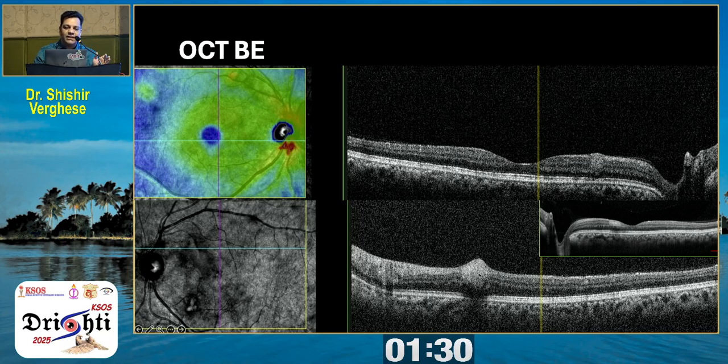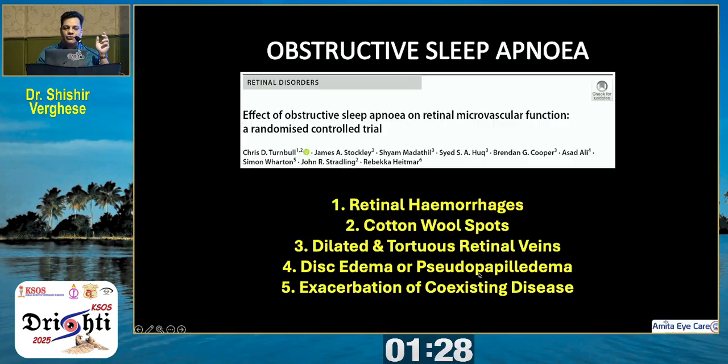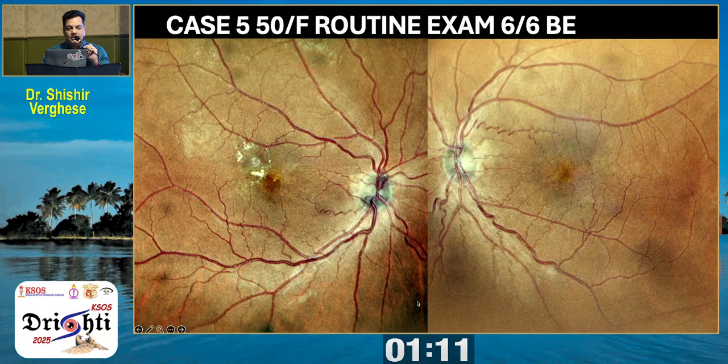So this was actually a retinal microvascular damage due to obstructive sleep apnea. So obstructive sleep apnea can mimic diabetic retinopathy, presents with hemorrhages, cotton wool spots, sometimes dilated and tortuous veins, disc edema can be there, and also it can exacerbate the diabetic retinopathy if there is one.